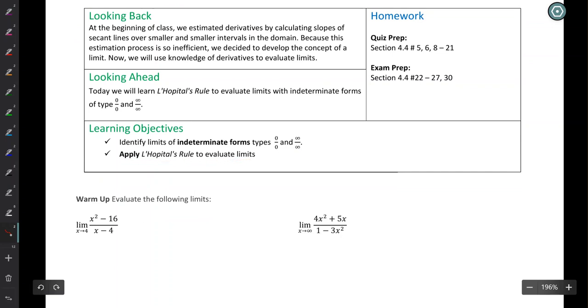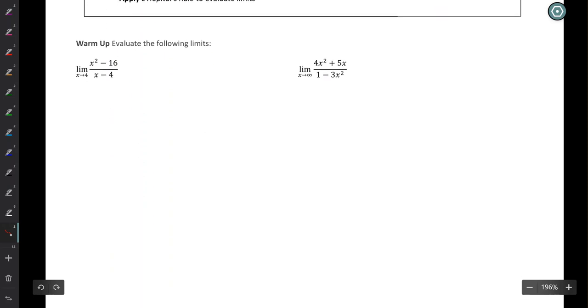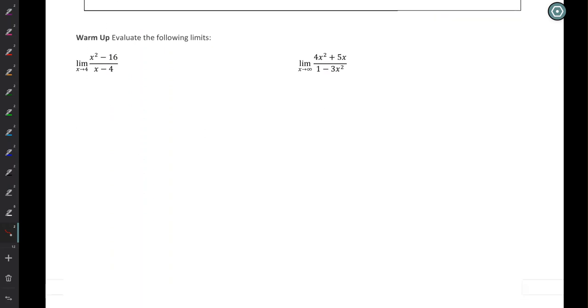to evaluate those limits. In the past, we were able to evaluate indeterminate forms of 0 over 0 or infinity over infinity, but they were very special cases. And let's look at, remind ourselves what those techniques were.